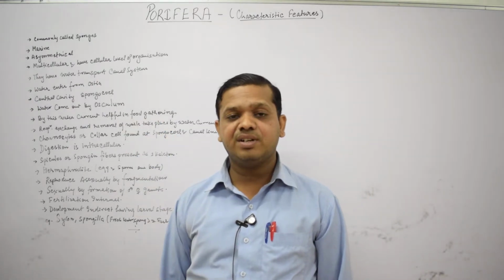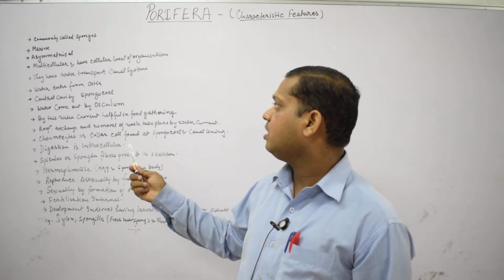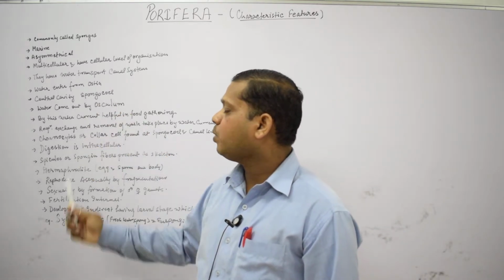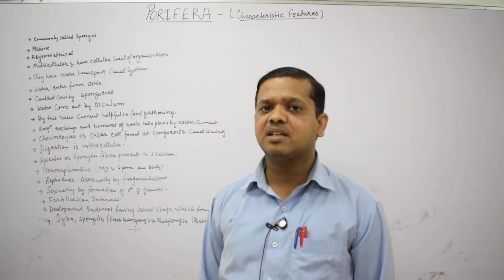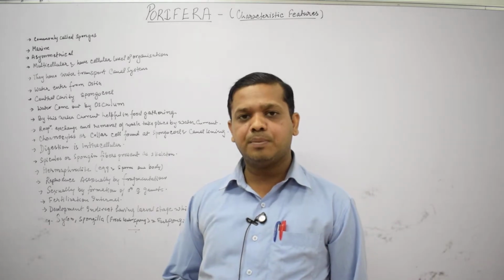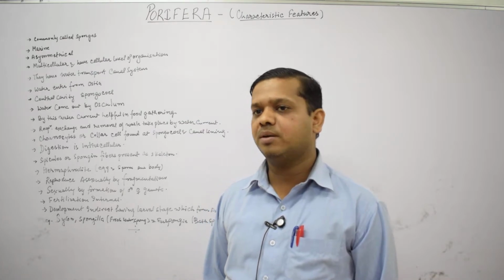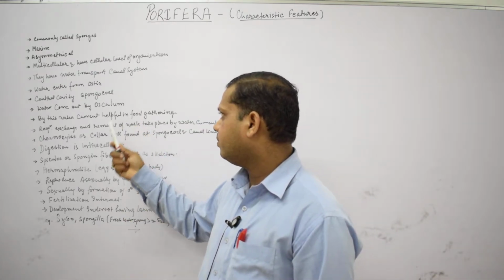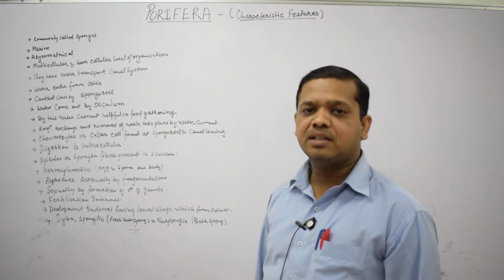The central cavity of the body is known as the spongocoel cavity. The water comes out by a pore which is found at the anterior end, and that is called the osculum. By this, the water current is helpful in gathering the food.